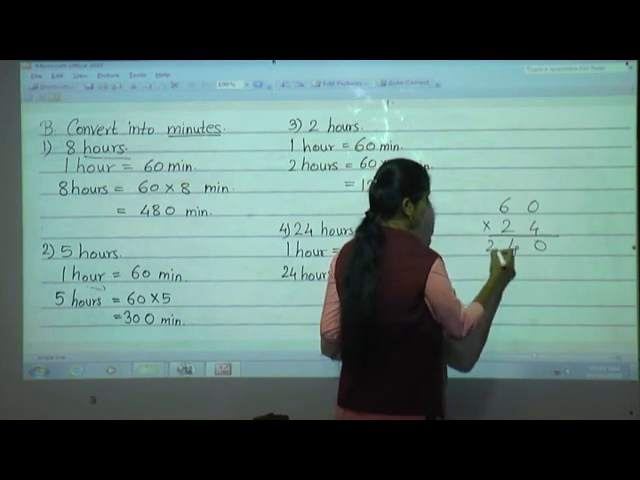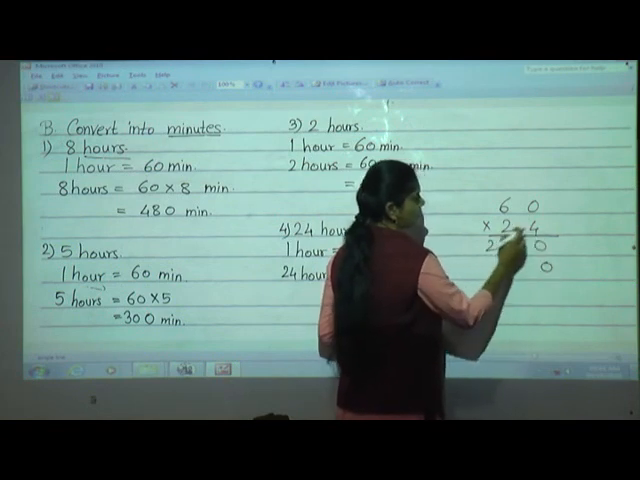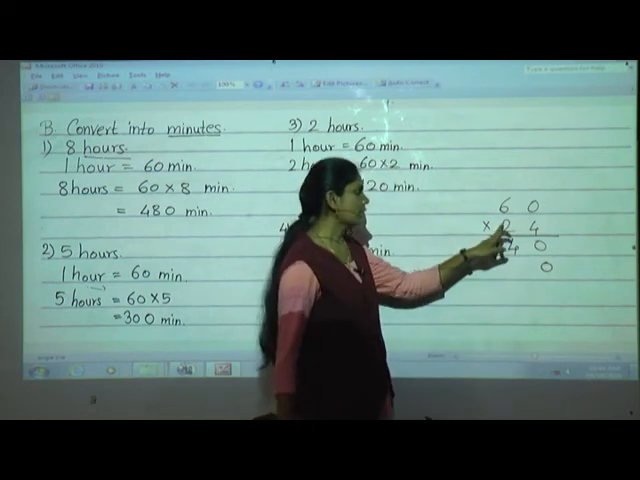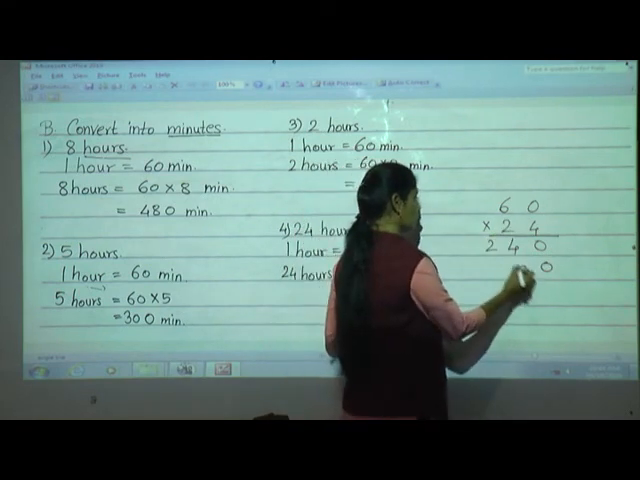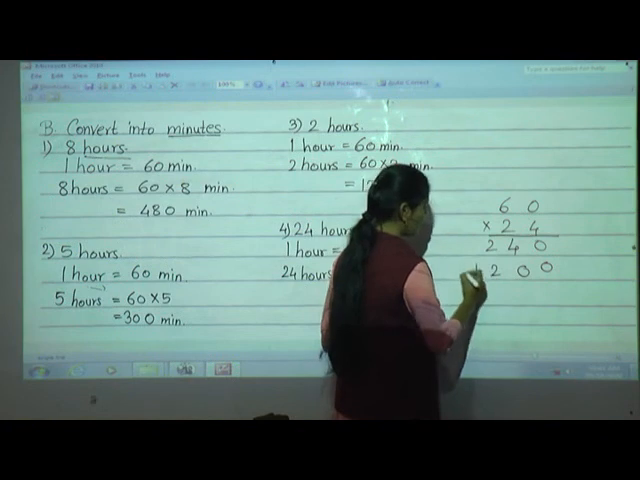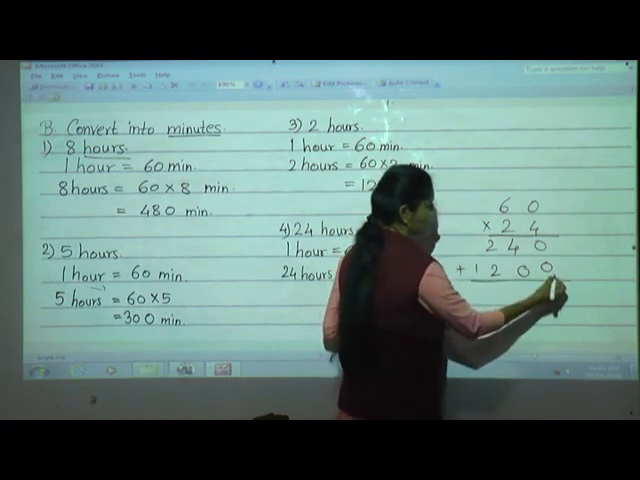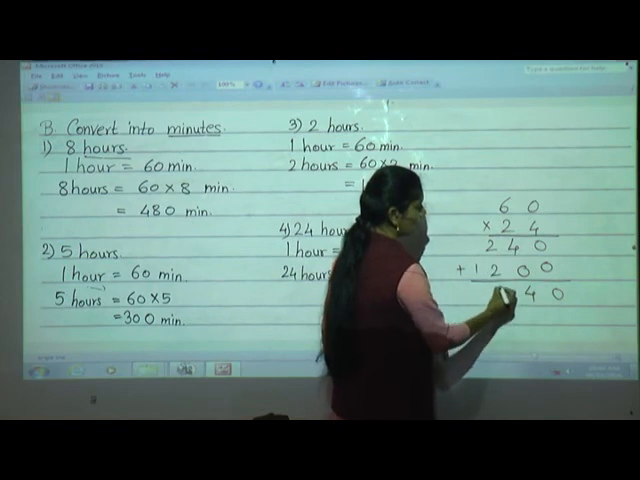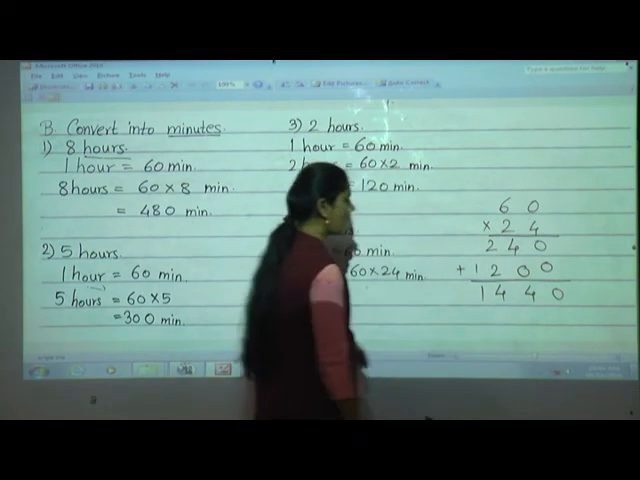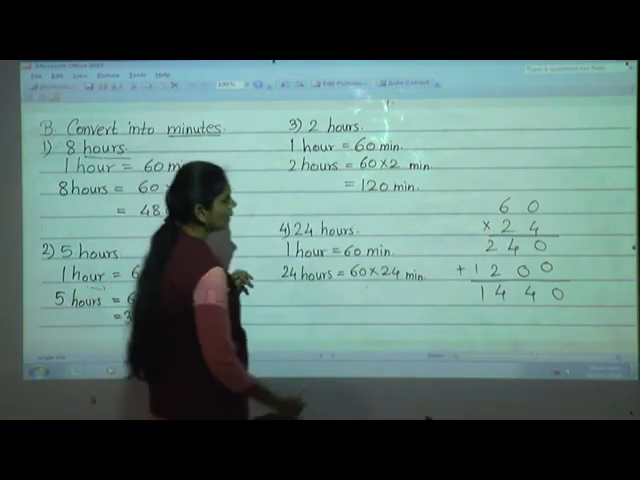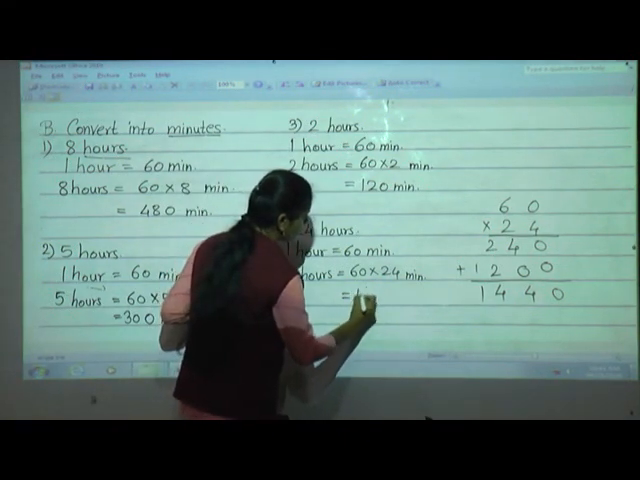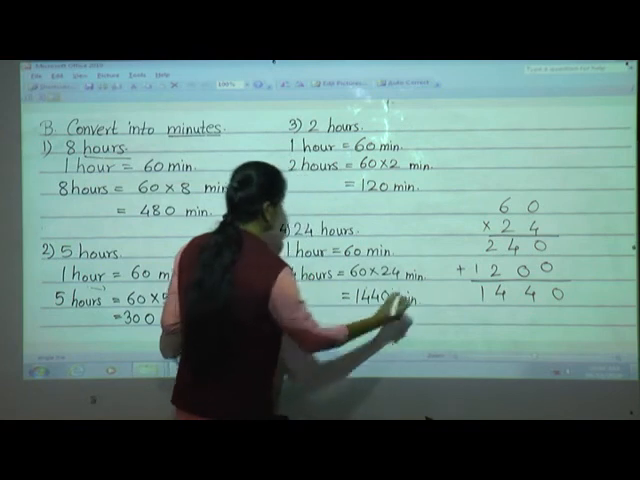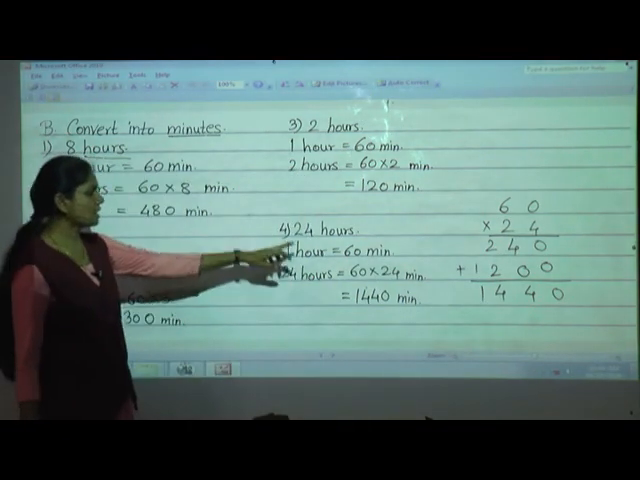So write here 24. Now here it is a 2-digit multiplication. So here we have to give a 0. Then 2 into 0, 0. 2 6s are 12. Now you have to do the addition. 0 plus 0, 0. 4 plus 0, 4. 2 plus 2, 4. And here 1 as it is. So 60 into 24 is equal to what? 1440 minutes.